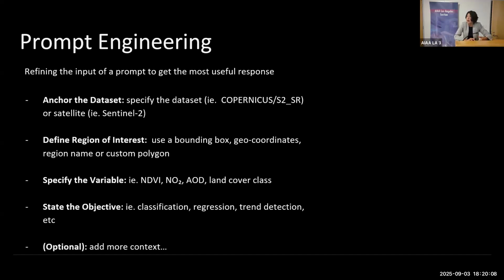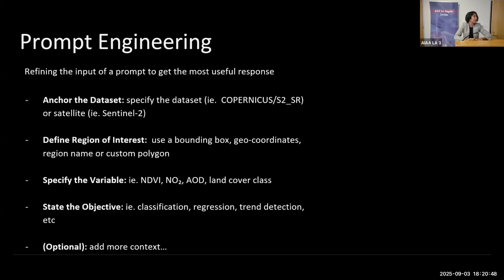And specifically for Earth observation research, I found that anchoring the dataset, by specifying the dataset you're interested in, requires a little bit of research online. But by knowing which satellite you're interested in, what that satellite does, and what that satellite measures, you can greatly refine what the model outputs. You can do this by specifying the dataset, and usually dataset names are published online. So you have to do a little bit of research, or you can go more broad and specify the satellite you want to get the data from.